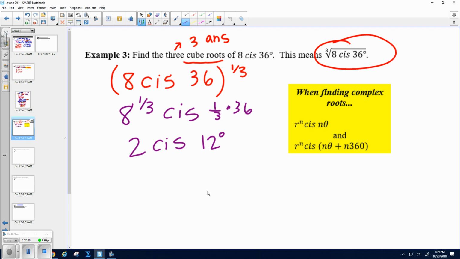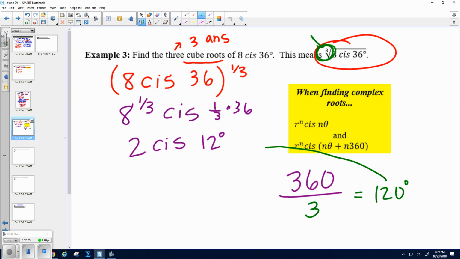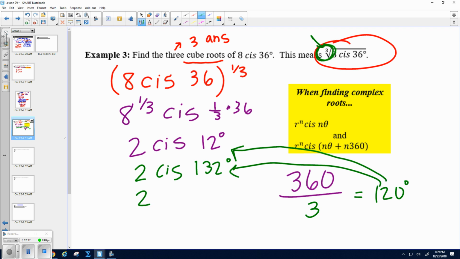Now, it said find 3 cube roots, right? We just found 1 solution. We need 2 more solutions. So what you want to do is take 360 degrees, and you always divide by the index or the root. Notice my root was a 3, so I'm going to divide by 3. This gives me 120 degrees. This is what I'm going to add to this angle here. So I get 2 cosine i sine 132 degrees. Now I'm going to add 120 again because I need 3 total answers. So 2 cosine i sine 252 degrees.